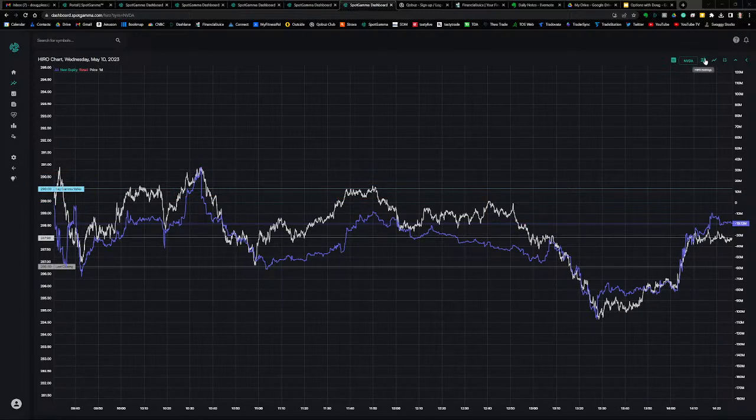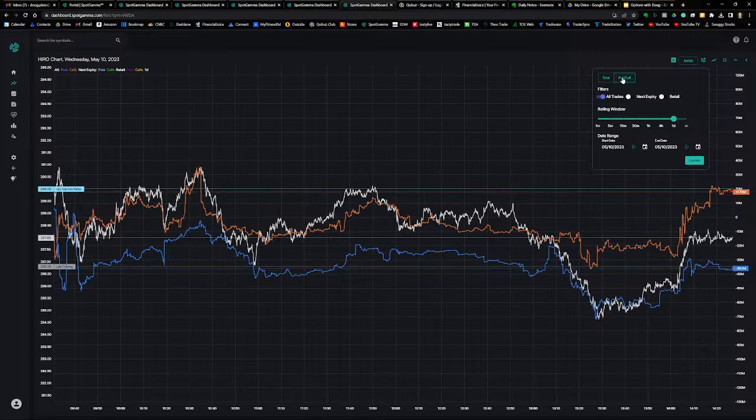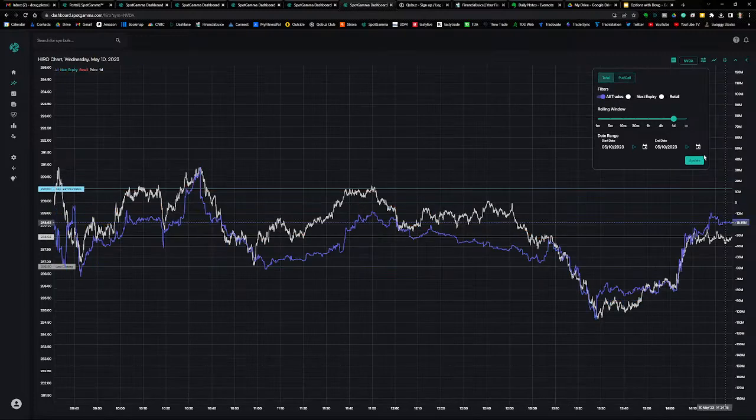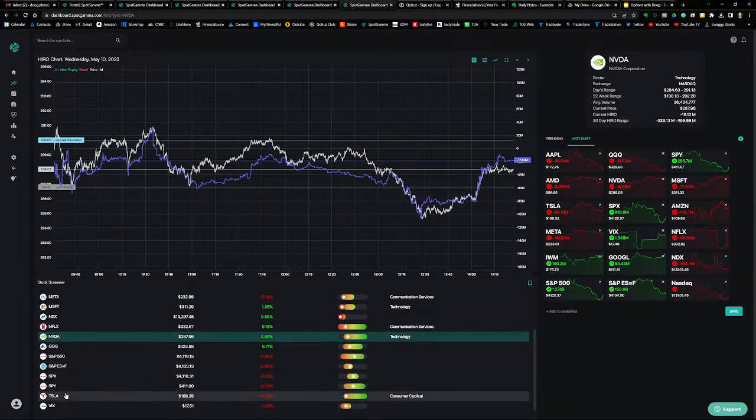And let's separate out puts and calls. So this is showing that traders are buying calls and buying puts as of right now, and that so far today the put buyers have been winning. All right, that's NVIDIA. Let's take a look at Tesla.